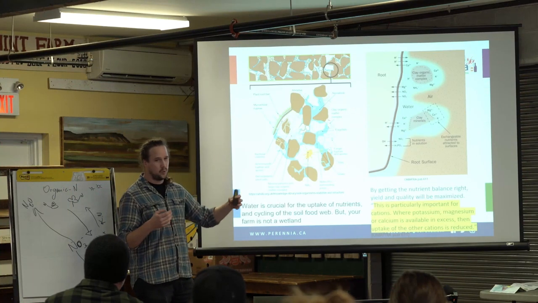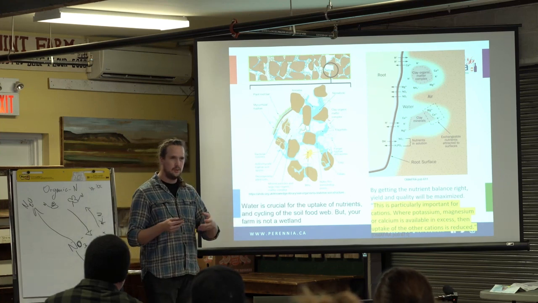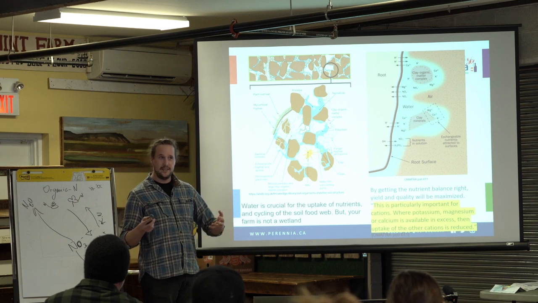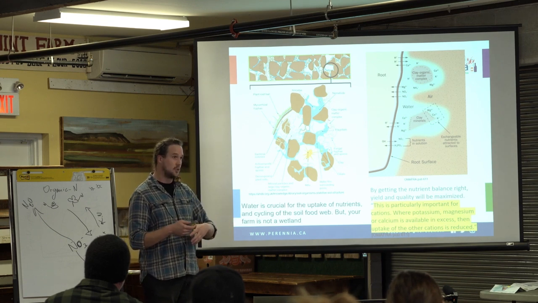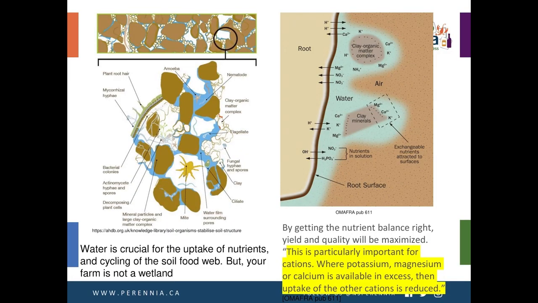Mass flow is water movement through the soil. And what does that mean? You're not growing in a wetland. You don't want to have your soil completely saturated with water. You want to have something similar to this on the left-hand side: a film of water over all of your aggregates. You want adequate soil moisture, but not excessive water in your soil.